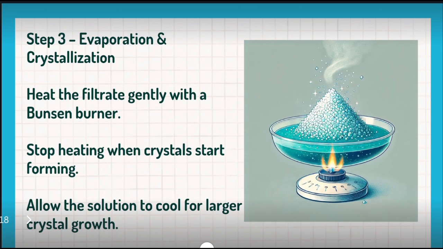Step 3. Evaporation and crystallization. Heat the filtrate gently with a Bunsen burner. Stop heating when crystals start forming. Allow the solution to cool for larger crystal growth.